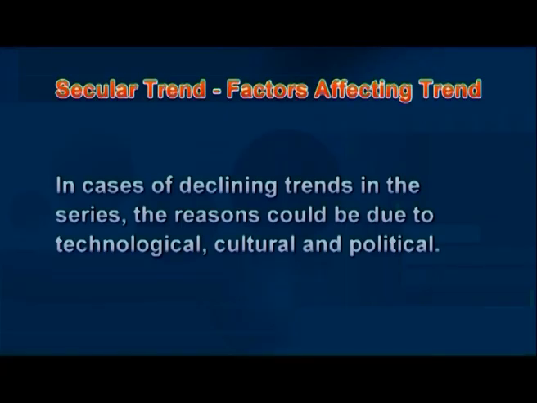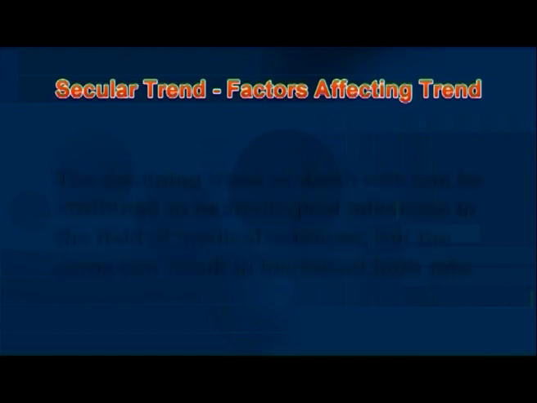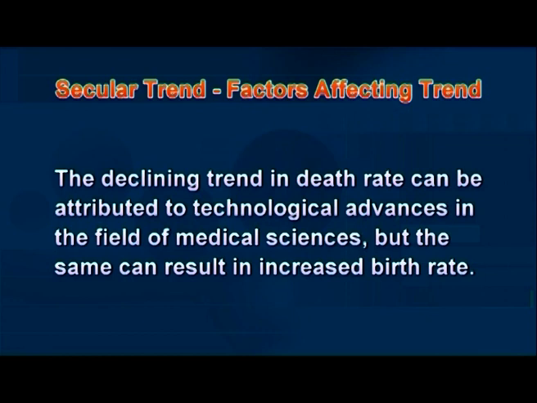Factors affecting trend. In cases of increasing trend, the main factors responsible are population and demand. In cases of declining trends in the series, the reasons could be technological, cultural, and political. For example, the declining trend in death rate can be attributed to technological advances in the field of medical sciences, but the same can result in increased birth rate.